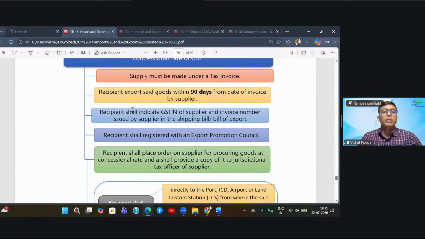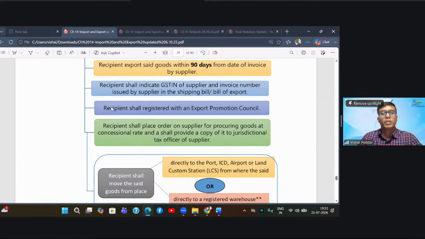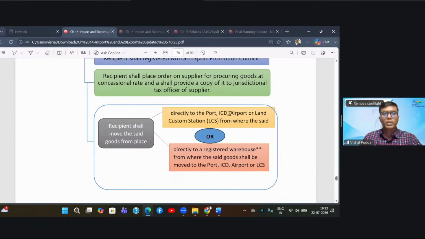Now, the recipient will indicate my GSTIN and invoice number on the shipping bill. So the recipient, meaning the merchant exporter who has procured these goods from me, will be mentioning my details on the shipping bill in the manufacturer column, so that the linkage can be made that whatever goods I had sent to him, the same goods the person has exported. Further, the recipient, that is the merchant exporter, should be registered with one of the export promotion councils. Further, the recipient shall place an order on the supplier for procuring the goods at the concessional rate and shall provide a copy of it to the jurisdictional tax officer.